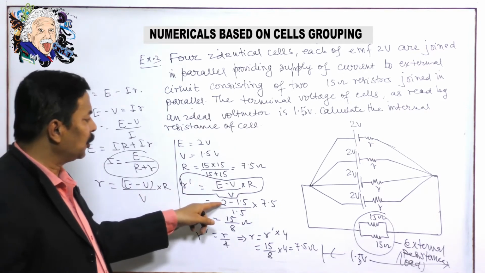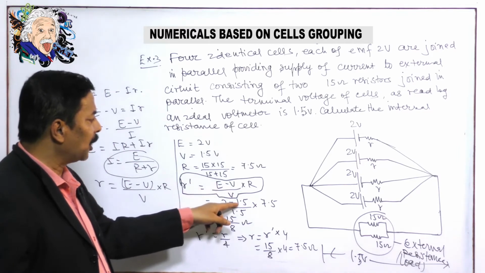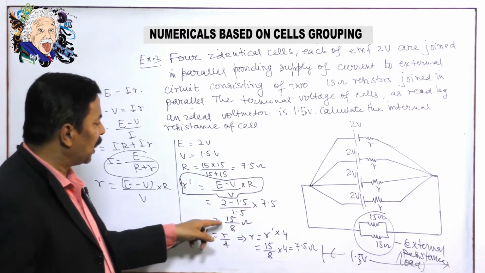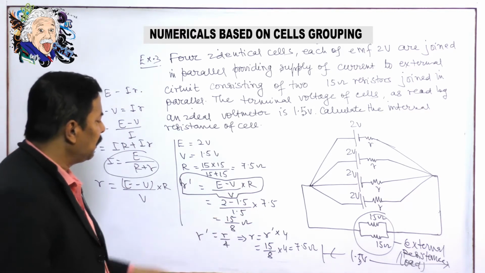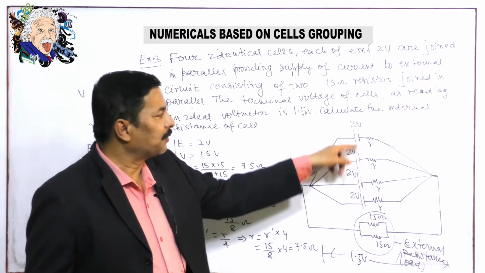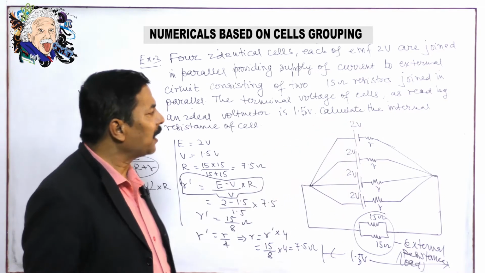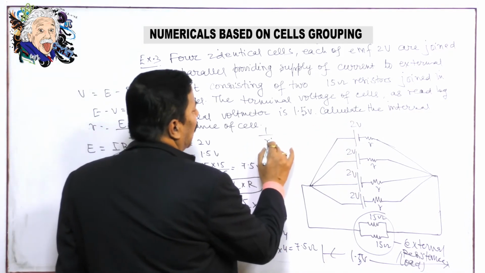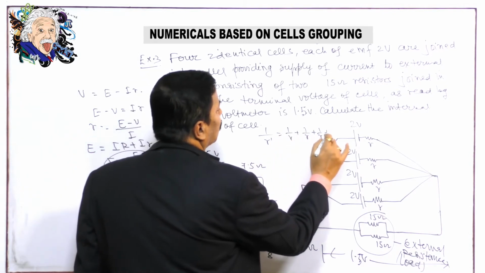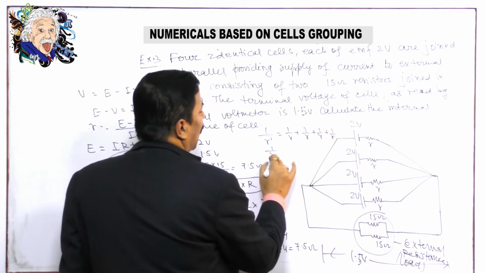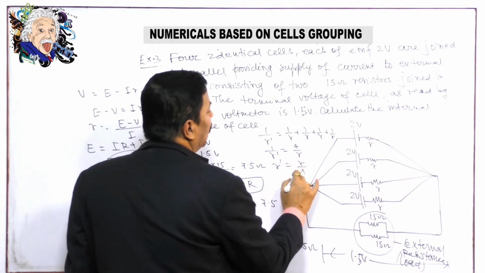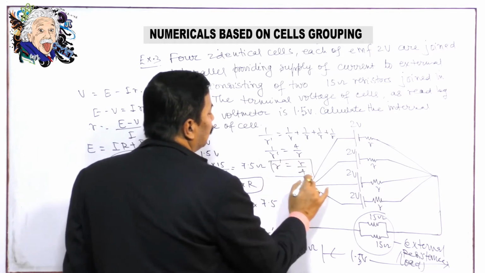So E is how much? 2. V is how much? 1.5. So 2 minus 1.5 by 1.5 into 7.5 is the R equivalent. So we are getting 15 by 8. Now 15 by 8, the internal resistance that we are getting, is the equivalent internal resistance of the parallel combination. And in parallel combination, 1 by R dash should be 1 by R plus 1 by R plus 1 by R plus 1 by R. So 1 by R dash is equal to 4 by R. So R dash is equal to R by 4.